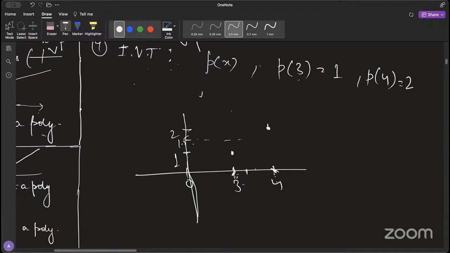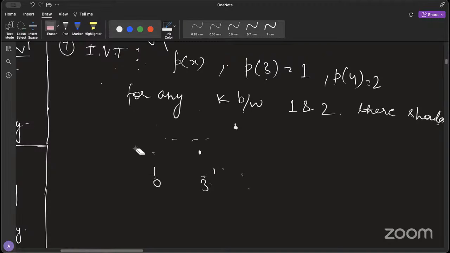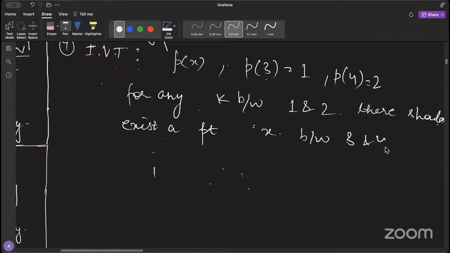So that means for any k between 1 and 2, there should exist a point x which lies between 3 and 4 such that the polynomial's value at x naught should be k.